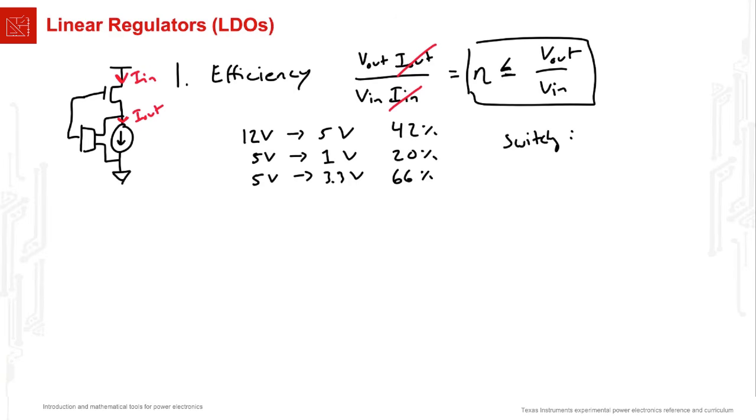A typical switching converter can easily get efficiencies over 90%. So linear regulators are not very efficient. In fact, they're very inefficient.